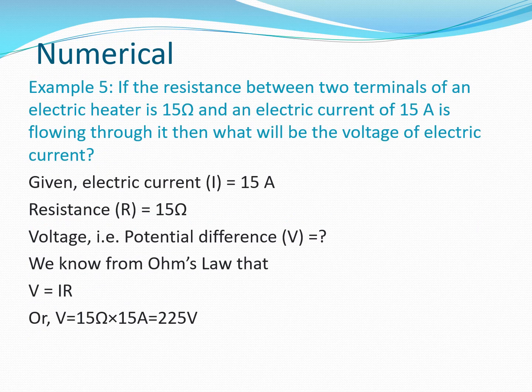Another one, if the resistance between two terminals of an electric heater is 15 ohm and an electric current of 15 ampere is flowing through it, then what will be the voltage? Start. Given data, current I is equal to 15 ampere, resistance 15 ohm. Now we need to find out potential difference, voltage. So from Ohm's law, we get V is equal to IR. So just substitute the values, 15 ampere into 15 ohm. 15 15s are 225. What is the unit for potential difference? Volt. So the answer is 225 volts.